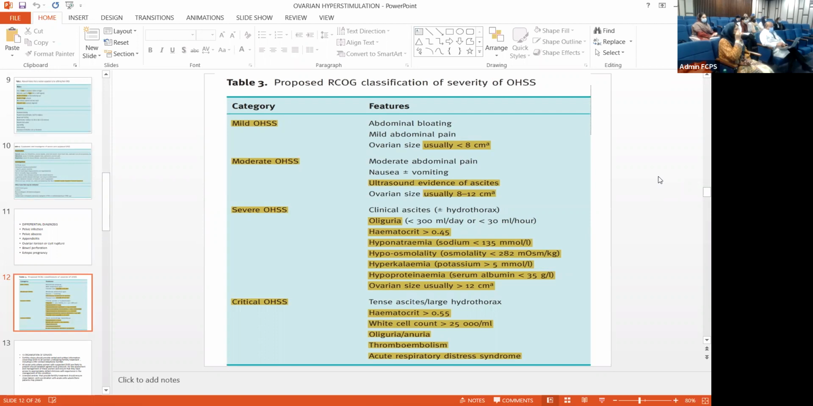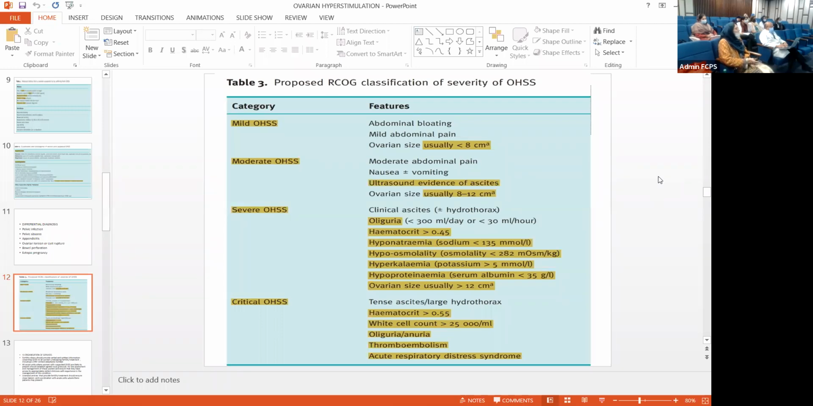Okay. In mild OHSS, there will be abdominal bloating and mild abdominal pain. Ovarian size will usually be less than 8 centimeters. And in moderate OHSS, there will be abdominal pain, and nausea and vomiting may or may not be present. There is ultrasound evidence of ascites and ovarian size is usually 8 to 12 centimeters. In severe OHSS, there will be clinical ascites, and hydrothorax may or may not be present.